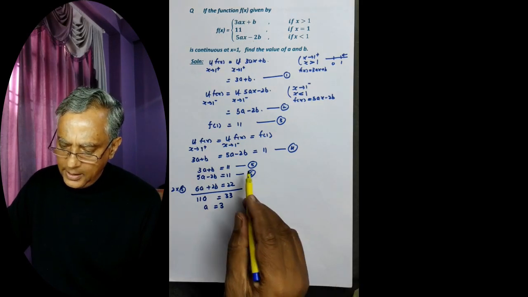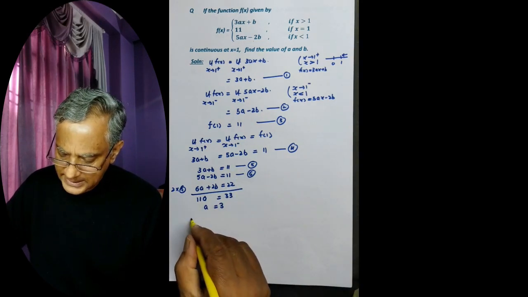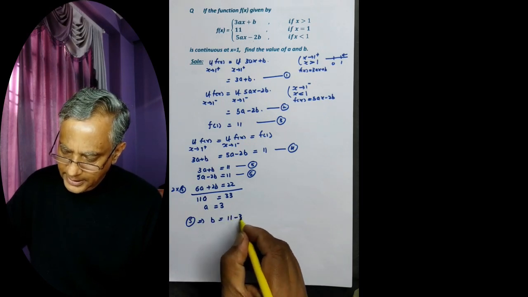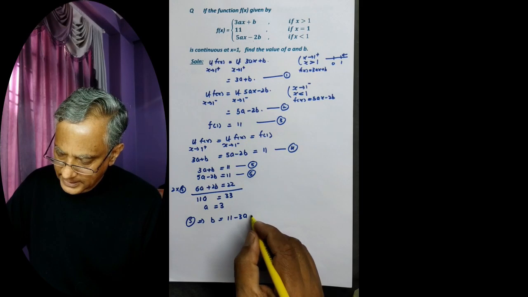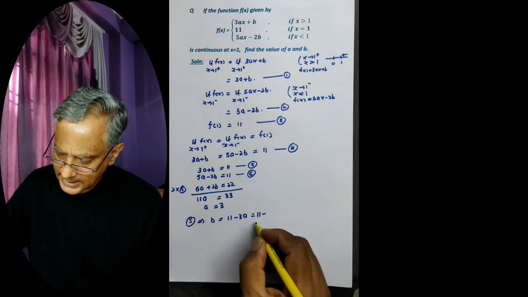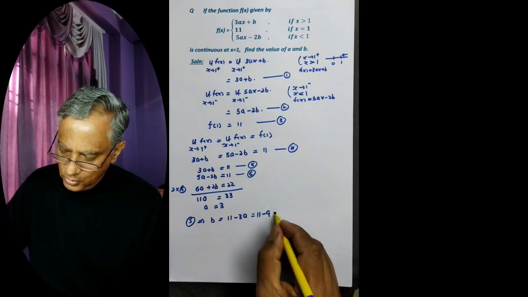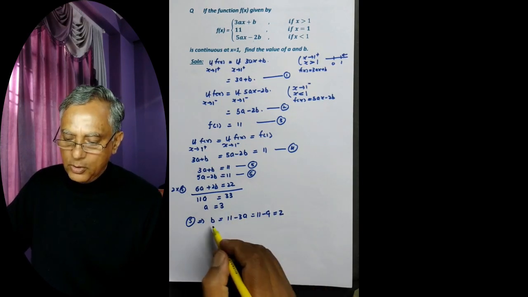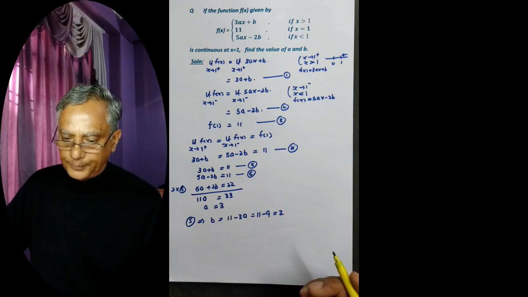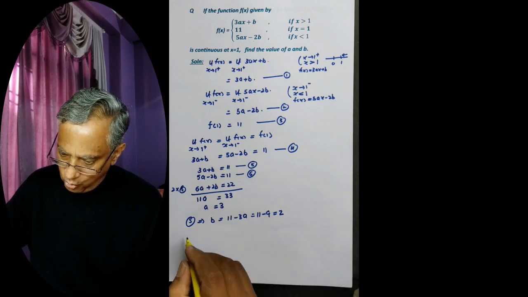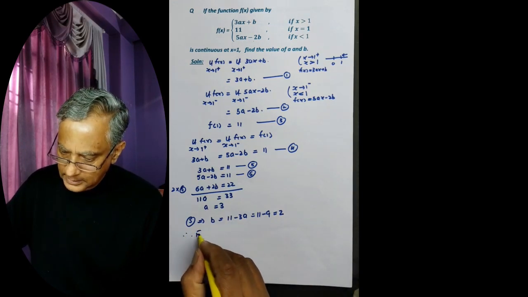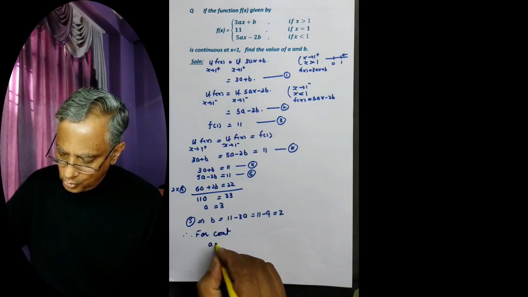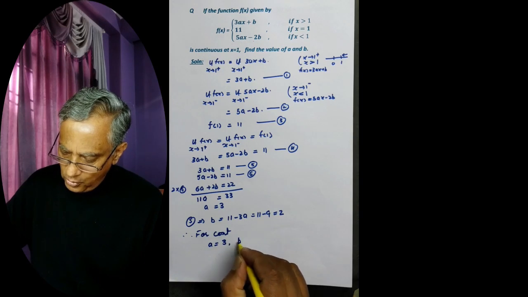Now substitute a in 5. Now 5 implies b is equal to 11 minus 3 into 3, which is 9. So this is equal to 2. So a must be 3 and b must be equal to 2. Therefore, for continuity, a must be equal to 3 and b must be equal to 2.